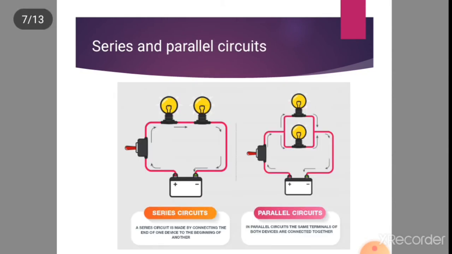Series and parallel circuits. When the electricity has only one pathway to flow along, all the components are joined together in a line. These are called series circuits. Parallel circuits. Electric circuits that provide more than one pathway for electricity to flow are called parallel circuits.